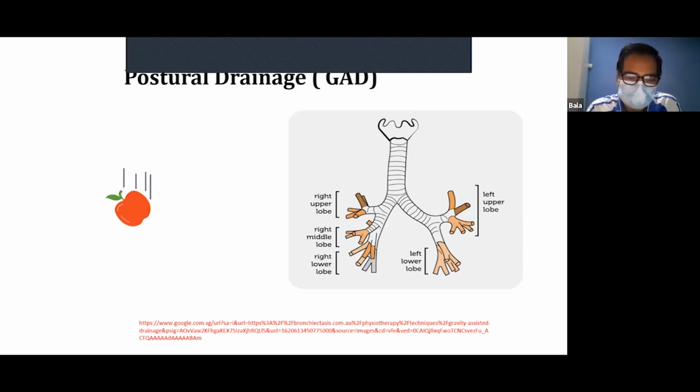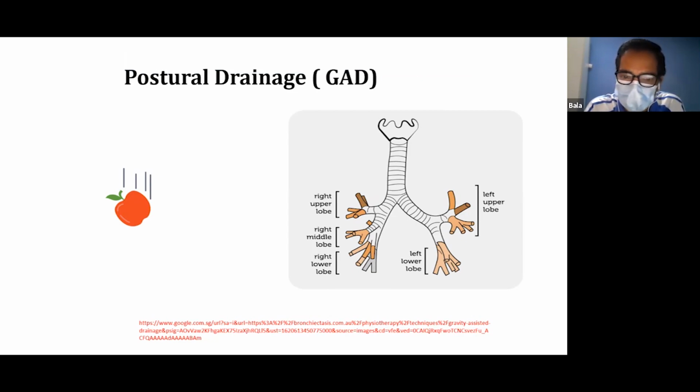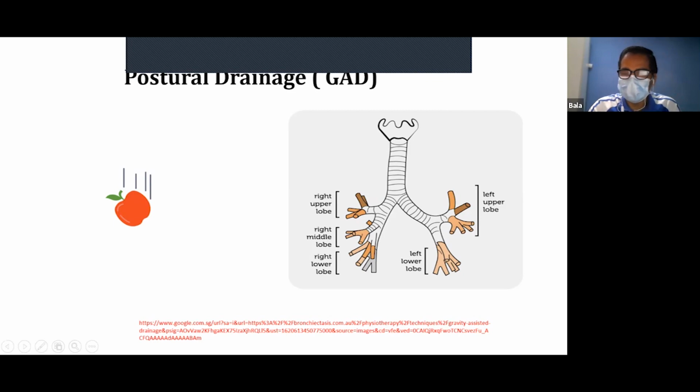And this is one technique I cannot really see a contraindication. Most of the patients, we should be able to apply this technique, and it is very, very powerful and very useful. So it's basically gravity, and I put the airway here. So you can see the orientation of the airways here. The upper lobe, the airways are like this. The middle lobe is more horizontal, and the lower lobe is vertical down.